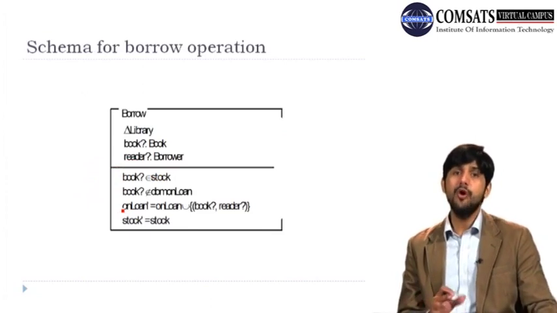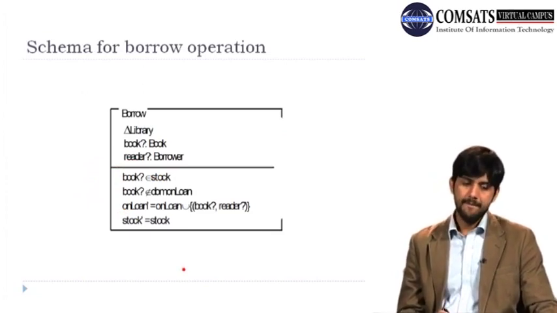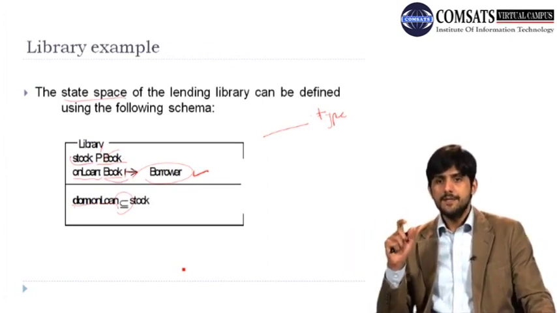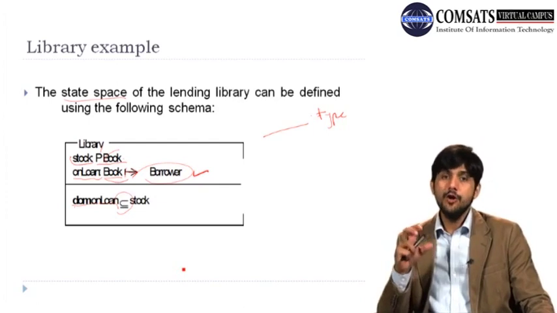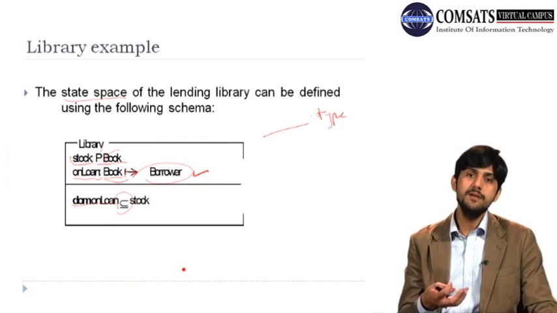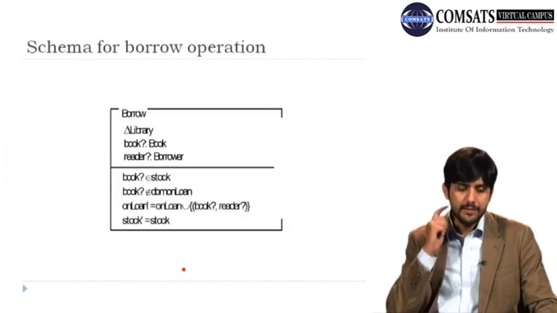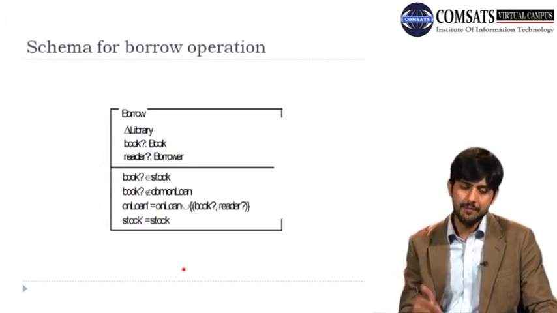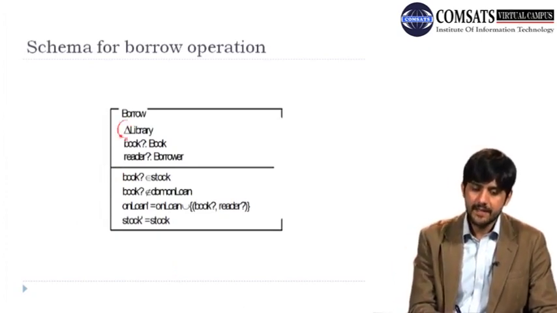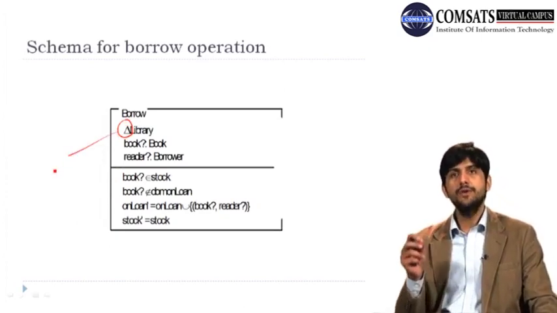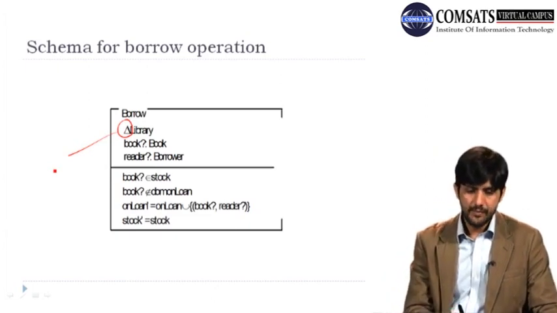So, and this is the borrow operation. Remember we said that we have this state and that we have this operation. There are two types of operations: operations which intend to just read the state, and operations which modify the state. For example, we have this borrow operation. Whenever this borrow operation happens, this delta sign is telling us that the state space is going to change. Okay. So there are certain inputs to this.